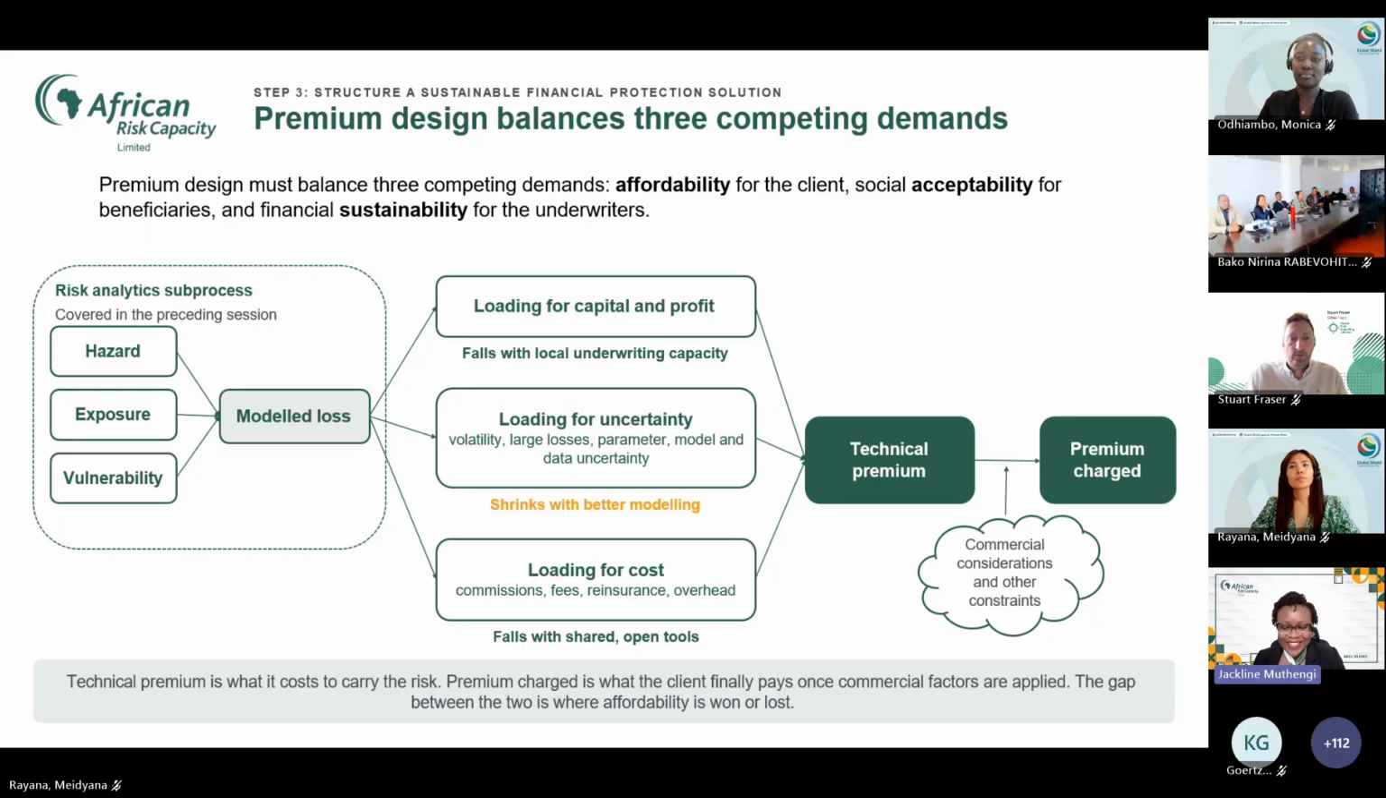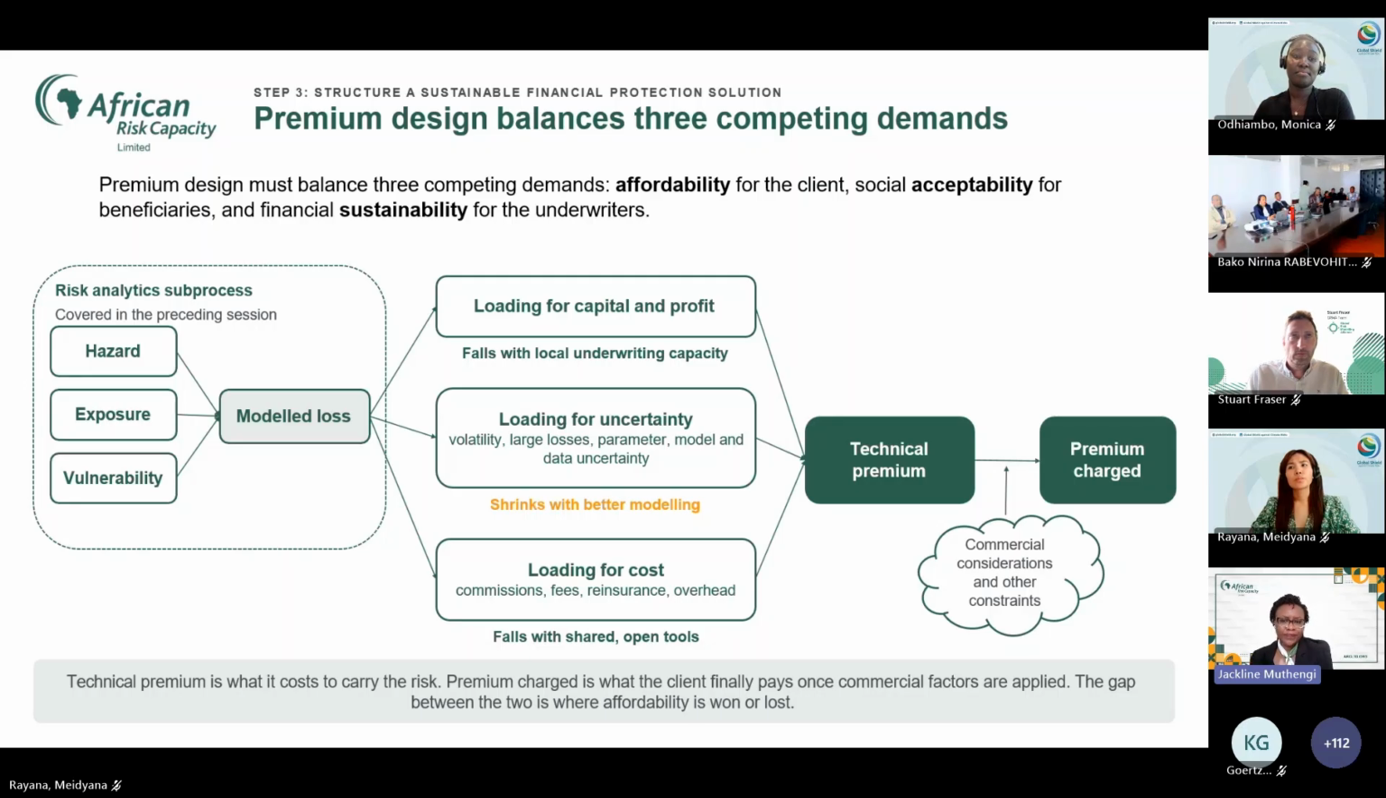However, there are three competing demands. This is CDRFI. The client wants it affordable, so low premium. I, as the underwriter, want high premium so that it's sustainable. And we have donors and other people who want it socially acceptable because we are covering vulnerable population and the rest. So how do we ensure that we balance these competing demands?